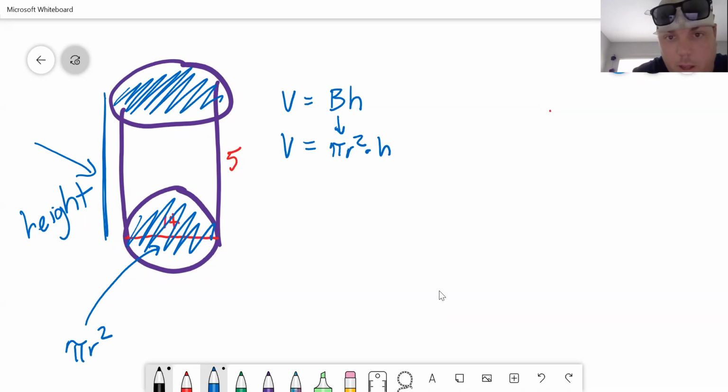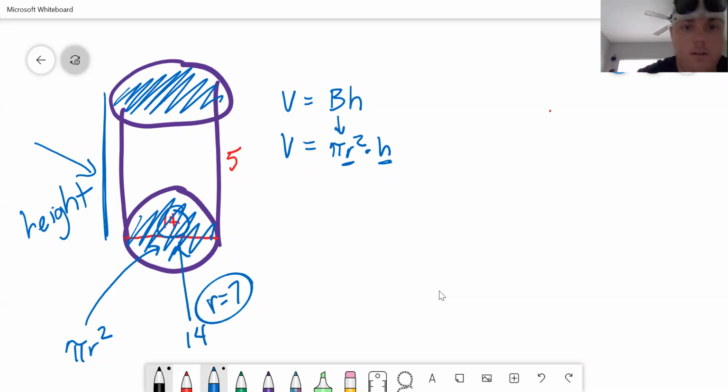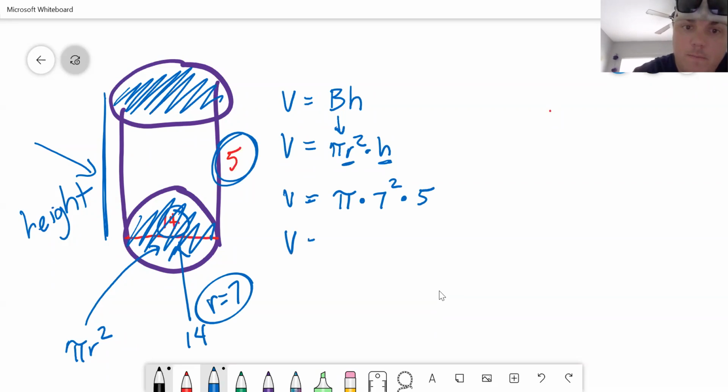So all we need to do is plug in the radius and the height. I kind of covered this a little bit, but remember, the diameter was 14. So that means the radius must be equal to 7. So when we plug that in, it's going to be 7, and it looks like my height is 5. So the volume is pi times the radius, 7 squared, times the height, which is 5. Pi times 7 squared is 49 times 5. Now let's see, 49 times 5, I believe that's 245.